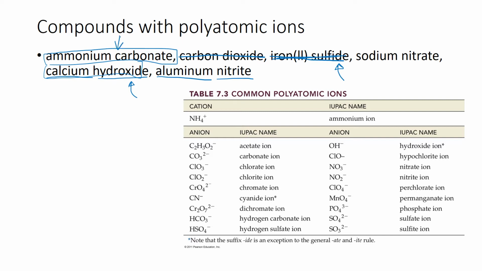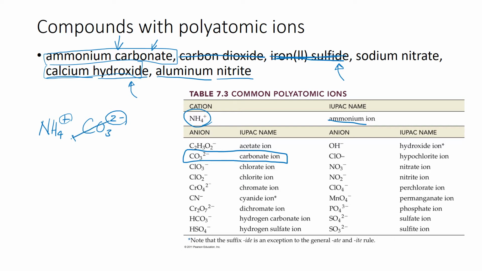Let's do the first one. Ammonium carbonate. Ammonium is NH4+. Ammonium, right here. It's the one cation that is polyatomic. So I'm going to write NH4+. And a carbonate is over here. Let's look for a carbonate. Here's a carbonate. Carbonate is CO3 2 minus. So I have a 1 plus over here, a 2 minus over here. That's not going to fly.